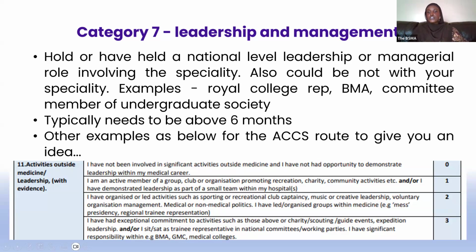Another thing that I would say is that's leadership in the sense of a medical perspective, but for ACCS, for instance, if you want to go down the anesthetics and A&E type of route, if you look here, they will give you maximum points for showing commitment to altruistic things such as charity, scouting, guide events, where you're an expedition leader. So being a leader doesn't always necessarily have to be specifically within medicine.